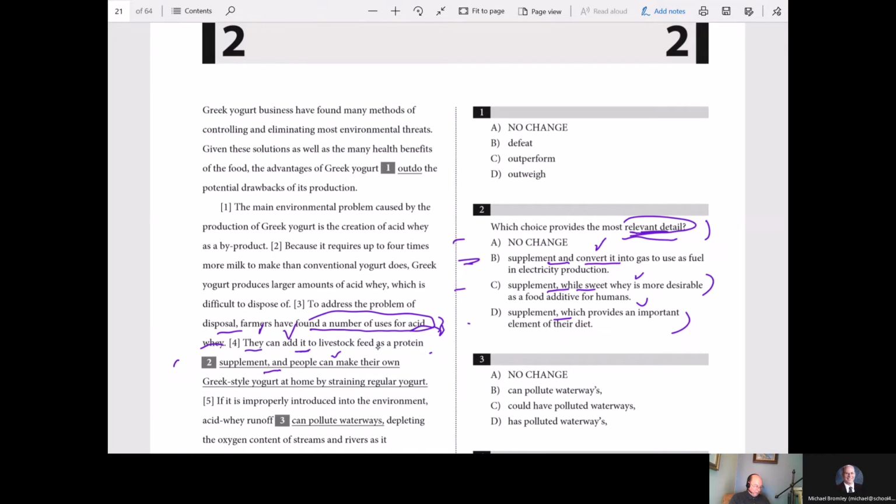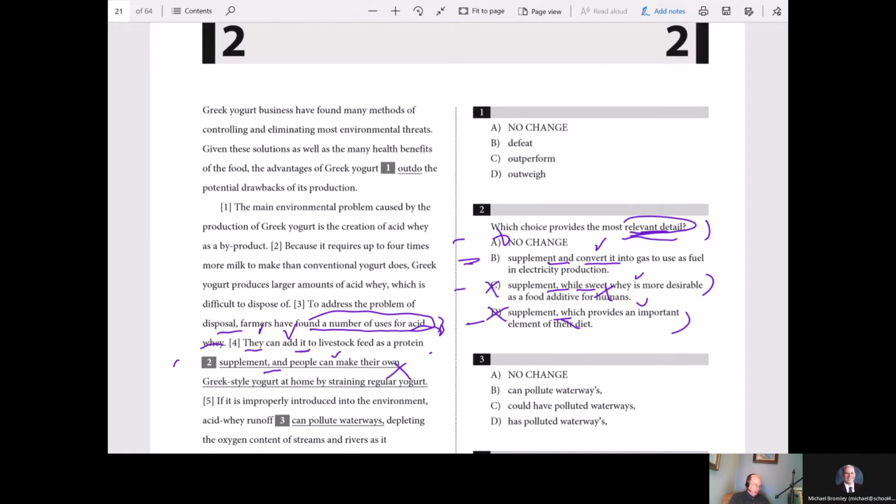So they can add it to livestock feed as protein supplement, and people can make their own. Well, that's not a use for it. So it's not A. And let's skip B. While sweet whey is more desirable for humans, no, that's not an example of what farmers can do with whey. They can add it to livestock feed as protein, and which important element of the diet? It might be, but that's not giving a secondary use, because it's just saying if you give it to the livestock, it's a protein supplement and that provides an element of the diet. That too doesn't give me another use.